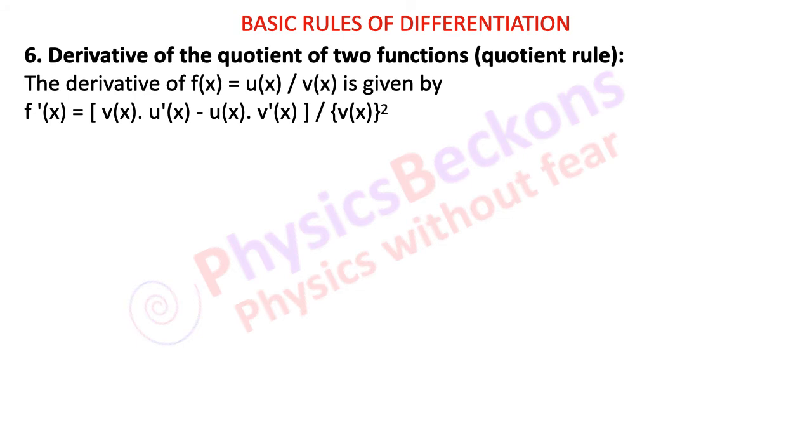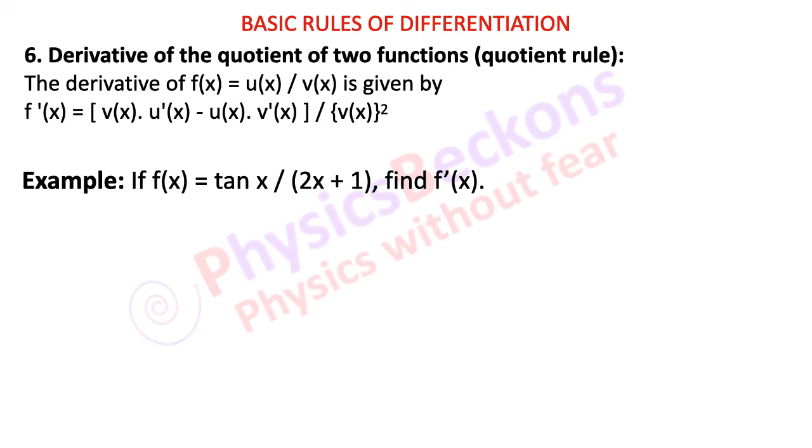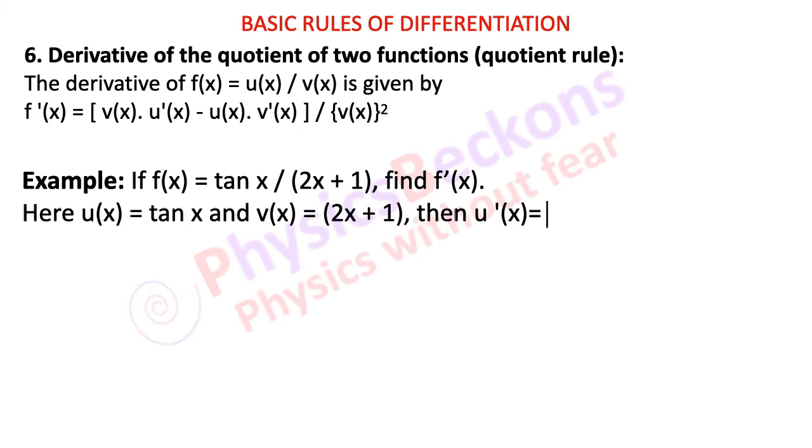An illustrative example for the differential of the quotient. We have f(x) is equal to tangent x over 2x plus 1. We have to find f dash x, that is, we need to differentiate the function with respect to x. Here u(x) is tangent x and v(x) is 2x plus 1. Therefore, the differential of the numerator, that is the differential of tangent x, is secant square x, and the differential of the denominator is 2.